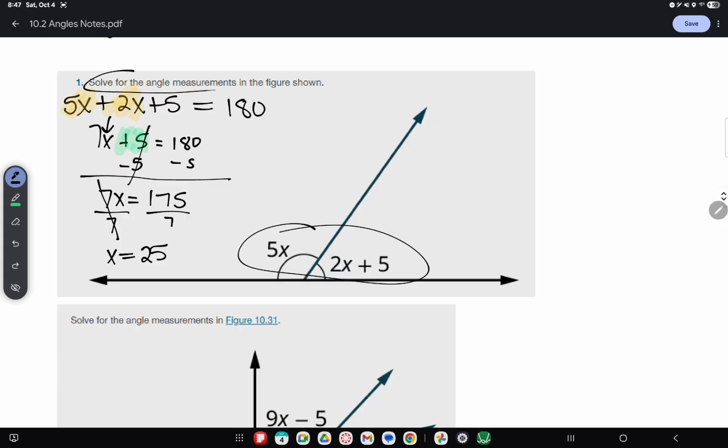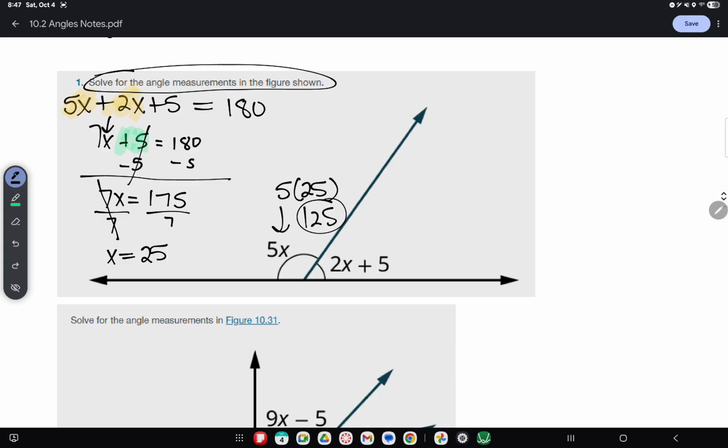So it does say solve for the angle measures. So I now know what x is. So now I can find what these angle measures are. Because this first one here says it's 5 times x. Well, I just found what x is. So 5 times 25 is 125. And then this one I have 2 times 25 plus 5. That's 50 plus 5, which gives 55. And then these two angles, 125 and 55, should add to give 180. Okay?